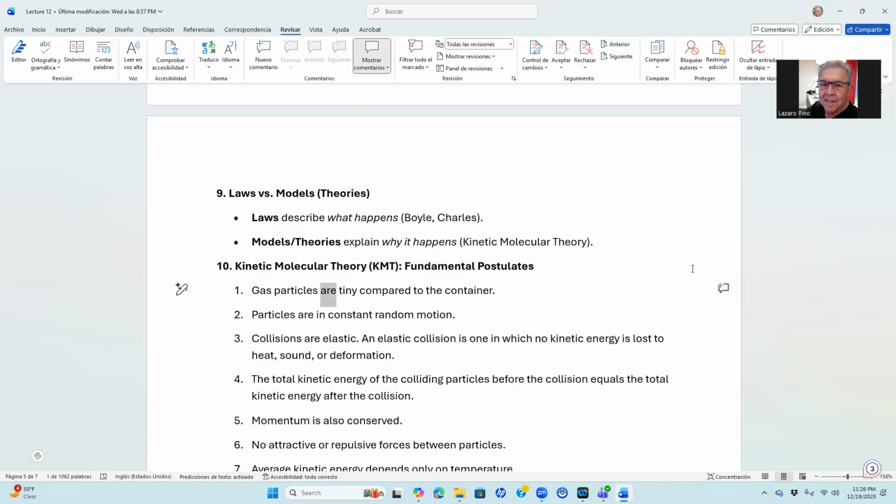Gas particles are tiny compared to the container. Particles are in constant random motion. Collisions are elastic. An elastic collision is one in which no kinetic energy is lost to heat, sound, or deformation. The total kinetic energy of the colliding particles before the collision equals the total kinetic energy after the collision. Momentum is also conserved. No attractive or repulsive forces between particles.